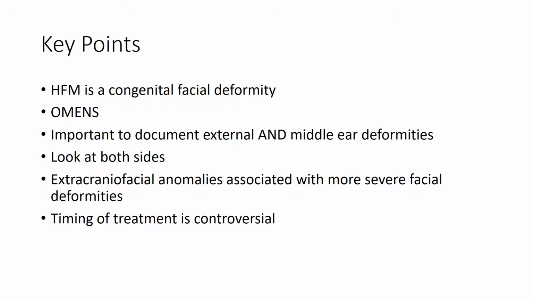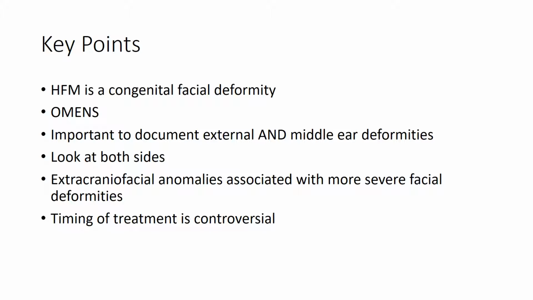Here are the key points. Hemifacial microsomia is a congenital facial deformity, and its clinical presentation can be summarized by the acronym OMENS, again standing for orbit, mandible, ear, nerve, and soft tissue. Remember that unless you're looking at an MRI, you can't see the nerve deficit on imaging. It's really important to document the external and middle ear deformities, even though the middle ear deformities are not part of the classification system. Take a good look at both sides.